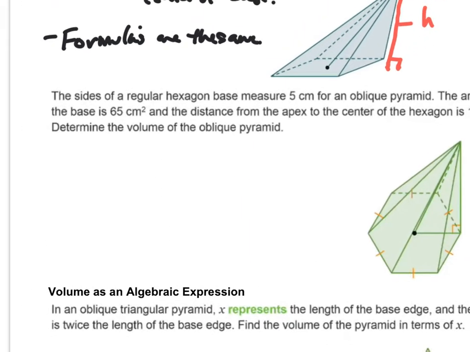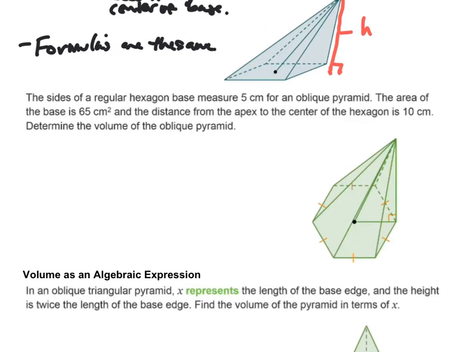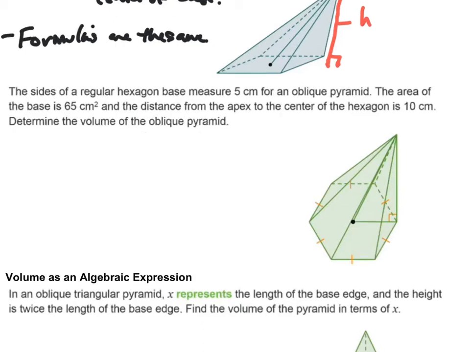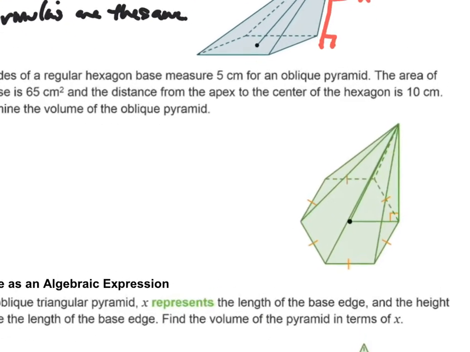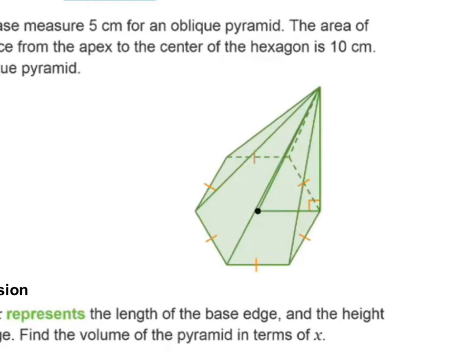It says the sides of a regular hexagon measure 5 centimeters for an oblique pyramid. The area of the base is 65 centimeters squared, and the distance from the apex to the center of the hexagon is 10 centimeters. Okay, so it says determine the volume of the oblique pyramid. This is kind of a tricky question. Okay, all these measures here are 5 centimeters.